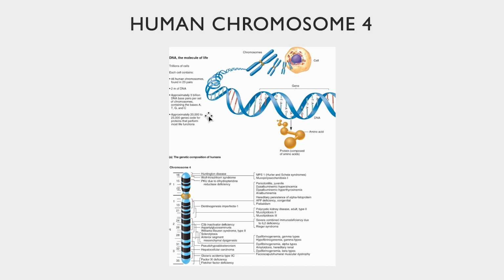Now let's take a look at the composition of chromosome 4. Notice that the chromosomes can be subdivided into genes. There are several genes, and each of them will code for a different protein. Notice also that there are some diseases associated with mutations in each of these parts of the chromosome.